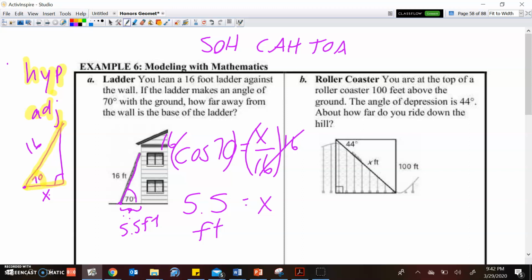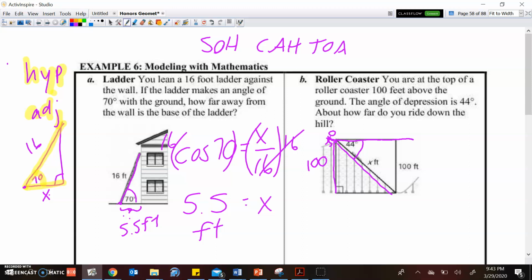All right, let's see what we have in the next one, a roller coaster. So you're at the top of a roller coaster, 100 feet above the ground. So here's where you are. You are 100 feet above the ground. This is 100. The angle of depression is 44 degrees. So envision yourself sitting in this little car, you're ready to go down. You look out, this would be your straight across, it's kind of like your zero marking. You look down at the bottom of the hill, and that's a 44-degree angle. That's your angle of depression.